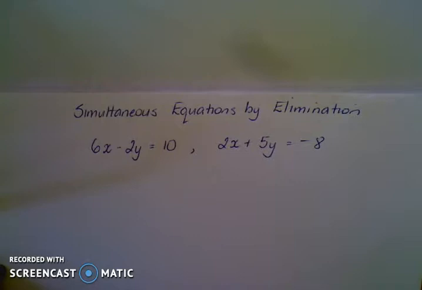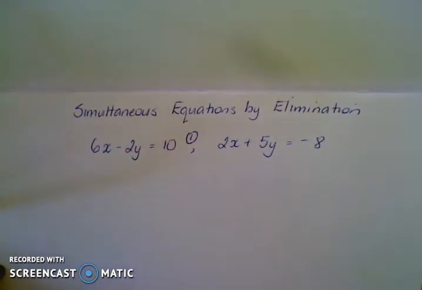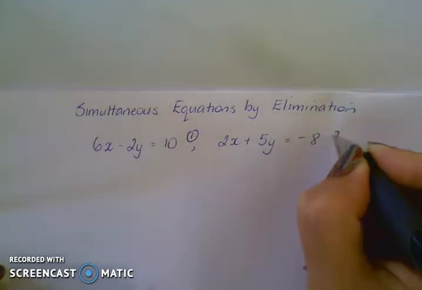So what we're aiming to do here is to eliminate or get rid of one variable altogether, so we're left with one equation and one unknown. So we're going to begin with two equations. We've got 6x minus 2y equals 10, so we're going to call that equation 1, and 2x plus 5y equals negative 8, which is equation 2.